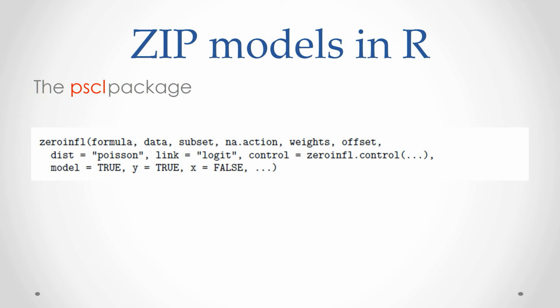The model likelihood can be specified by the distribution and link arguments. The first determines the count distribution and is Poisson by default, but it could also be set equal to negative binomial or geometric, for which the log link is always used. The zero inflation component is always binomial, with the link function as specified by link and defaulting to logit.